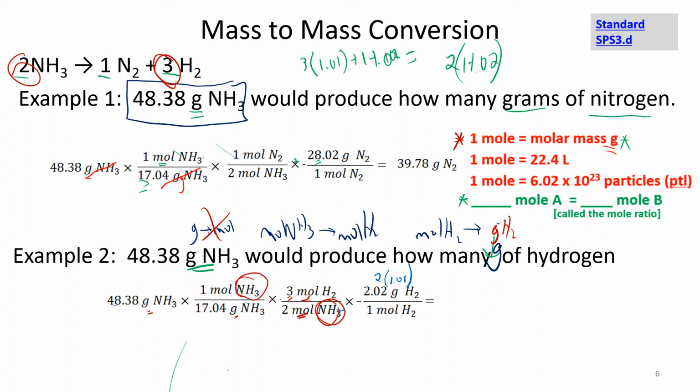Handy dandy calculator. I type in 48.38 divided by 17.04 times 3 divided by 2 times 2.02. Or if I've got my Casio, I'll just plug it in using the fractions. And I get 8.603. Now our standard does talk about significant figures. So if we look back at our starting numbers for both of these, they had 4 numbers. Notice this 0 is sandwiched between the other 2 numbers, so it is significant. So my answer does have the right number of numbers.